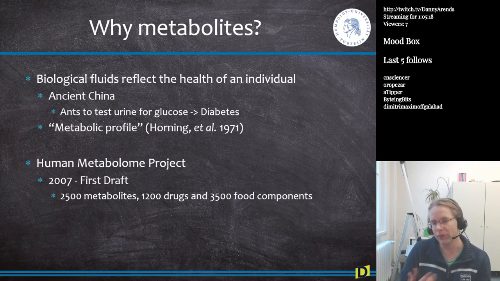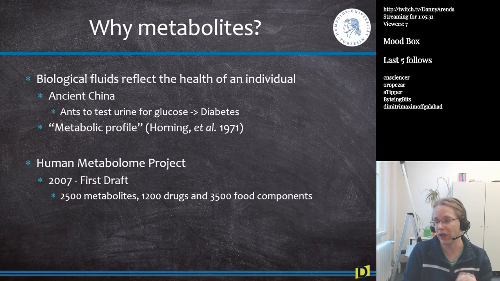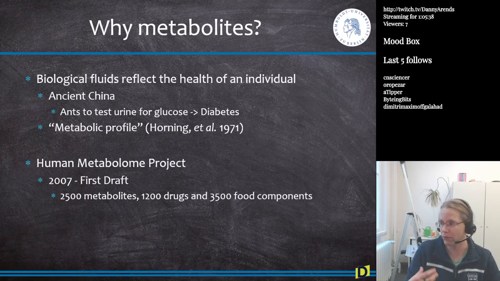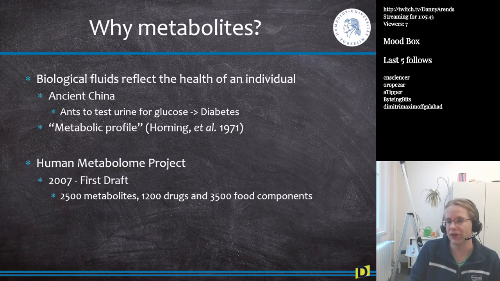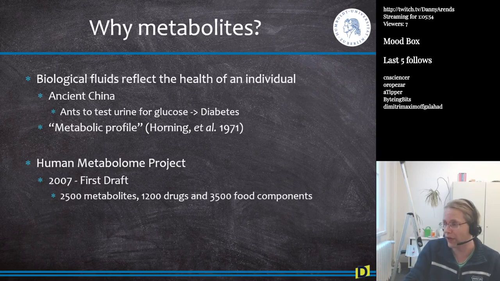So the Human Metabolome Project was started in 2001, I think. The first draft of it was published 6 years later, in 2007. In total, they started inventorying all of the different metabolites that were found in humans. They identified around 2,500 metabolites, which are internal metabolites, so secondary metabolites. There were 1,200 different drugs that they cataloged, which were found in humans. And of course, this ranges from aspirin to insulin to cocaine.